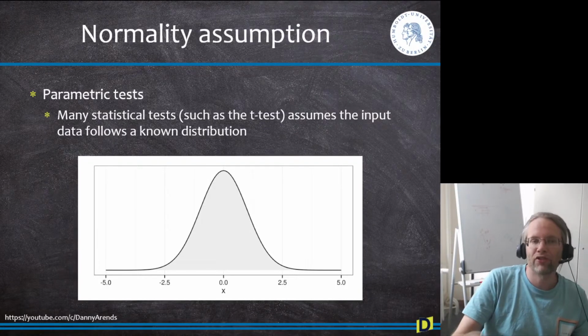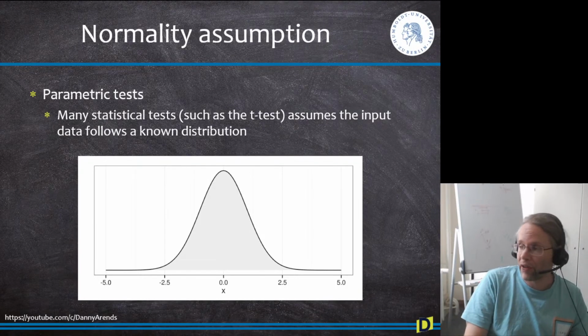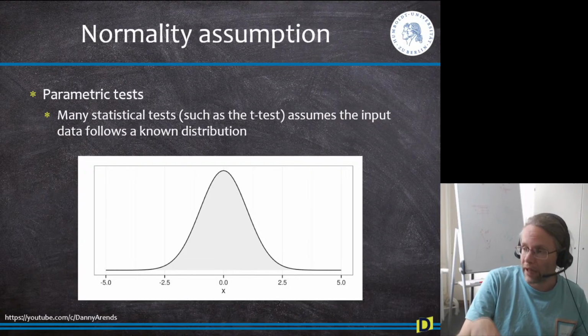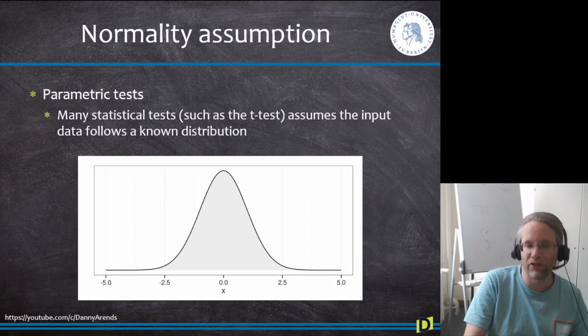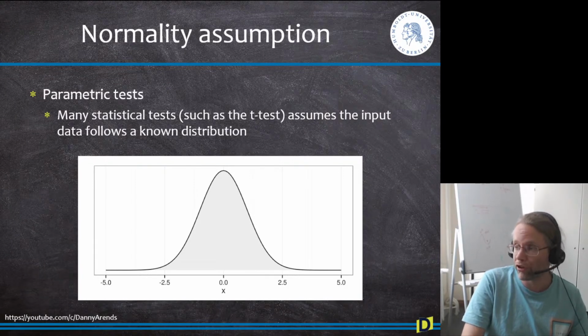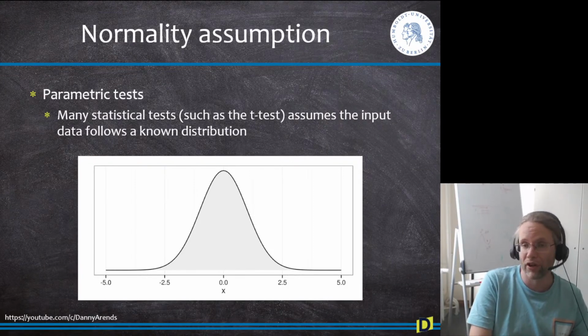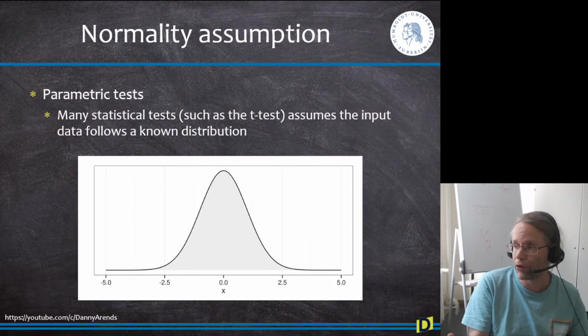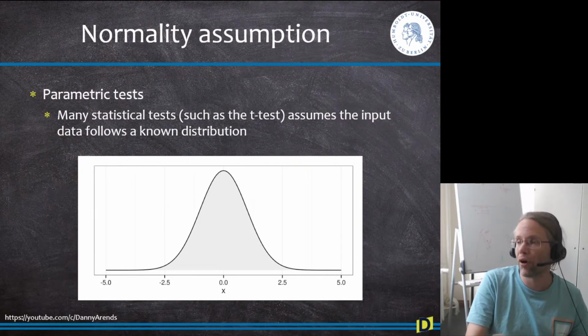Because t-tests are parametric tests, they assume that the input of your data is a normal distribution. A parametric test is defined as a statistical test that assumes that the input data follows a known distribution. So in the case of a t-test, this distribution is a Gaussian distribution. You also have statistical tests which assume that your data is a Poisson distribution, or a uniform distribution. These are still parametric tests, but there is the assumption of a certain known distribution from which your data is drawn.